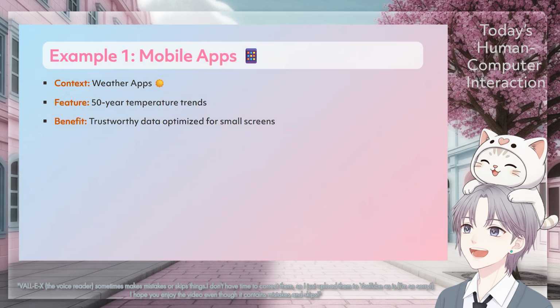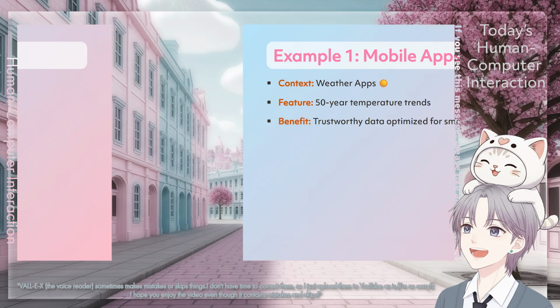First, let us look at mobile apps. Imagine a weather app on your smartphone. Usually, you just see the temperature for today. Using this technology, app designers could show context data, like how the temperature in your city has changed over the last 50 years, because of the chain of trust. You would know that the colorful graph on your phone is exactly what the scientists measured, but designed to be super easy to swipe and read on a small screen.